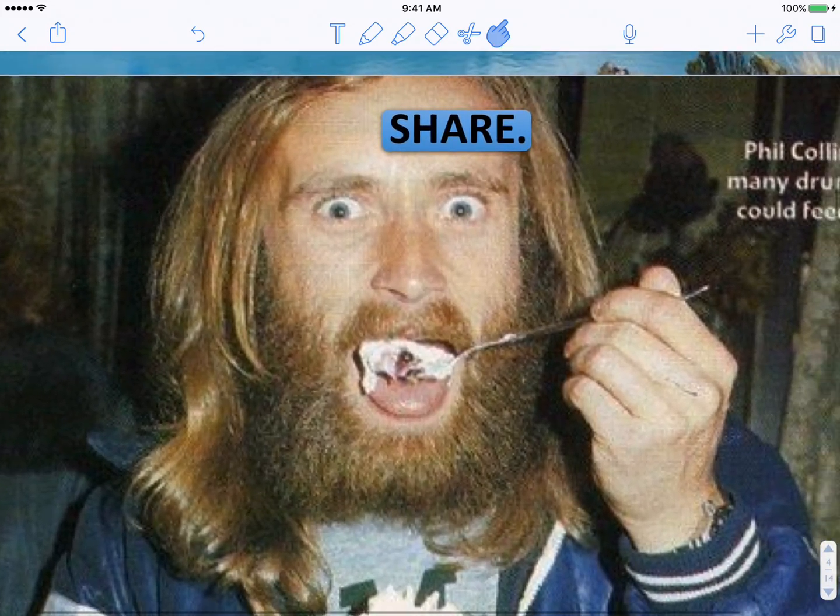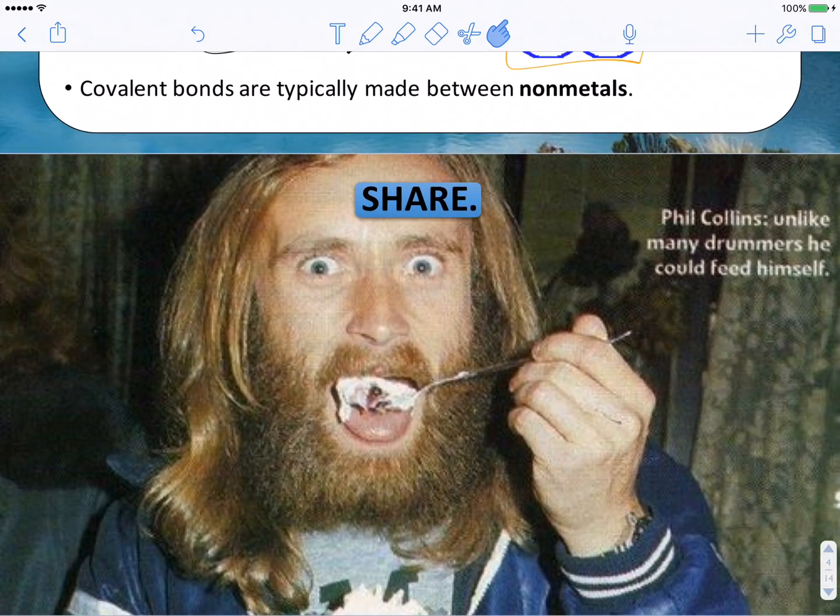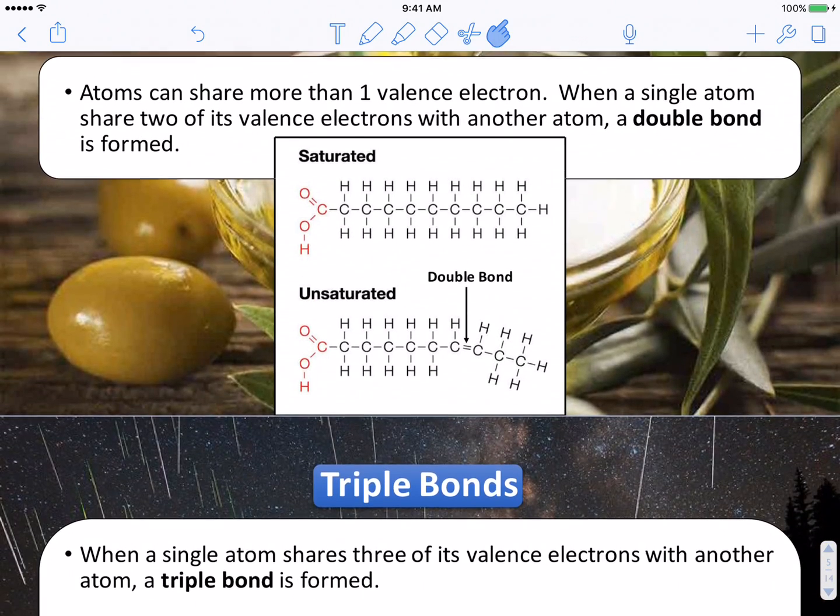Oh, by the way, here's our man, Phil Collins. You guys might not know who he is. He was a drummer in the 70s and one of my favorites. But guy's a goon, and I know this is kind of disgusting, but you gotta make sure you share in covalent bonding. Don't forget that, or Phil's gonna come find you.